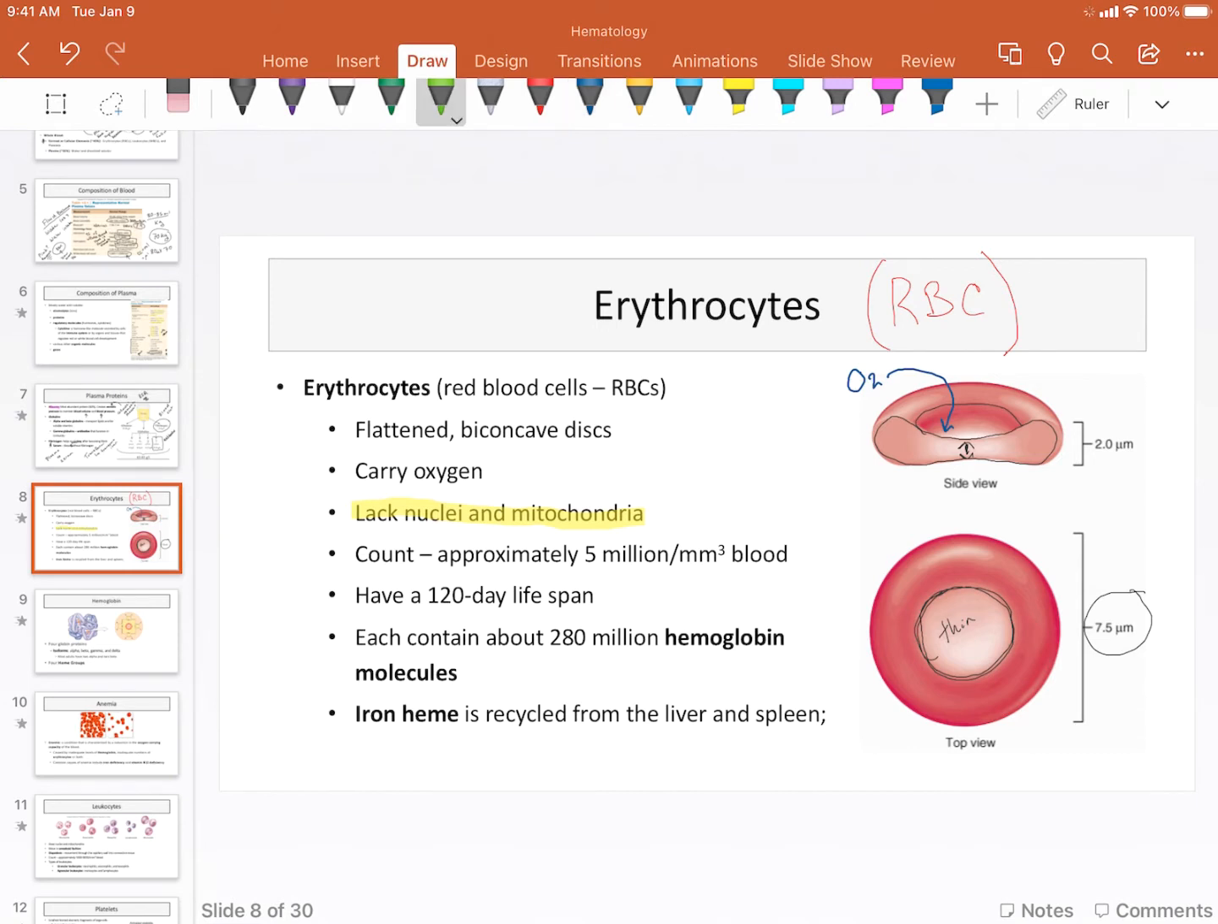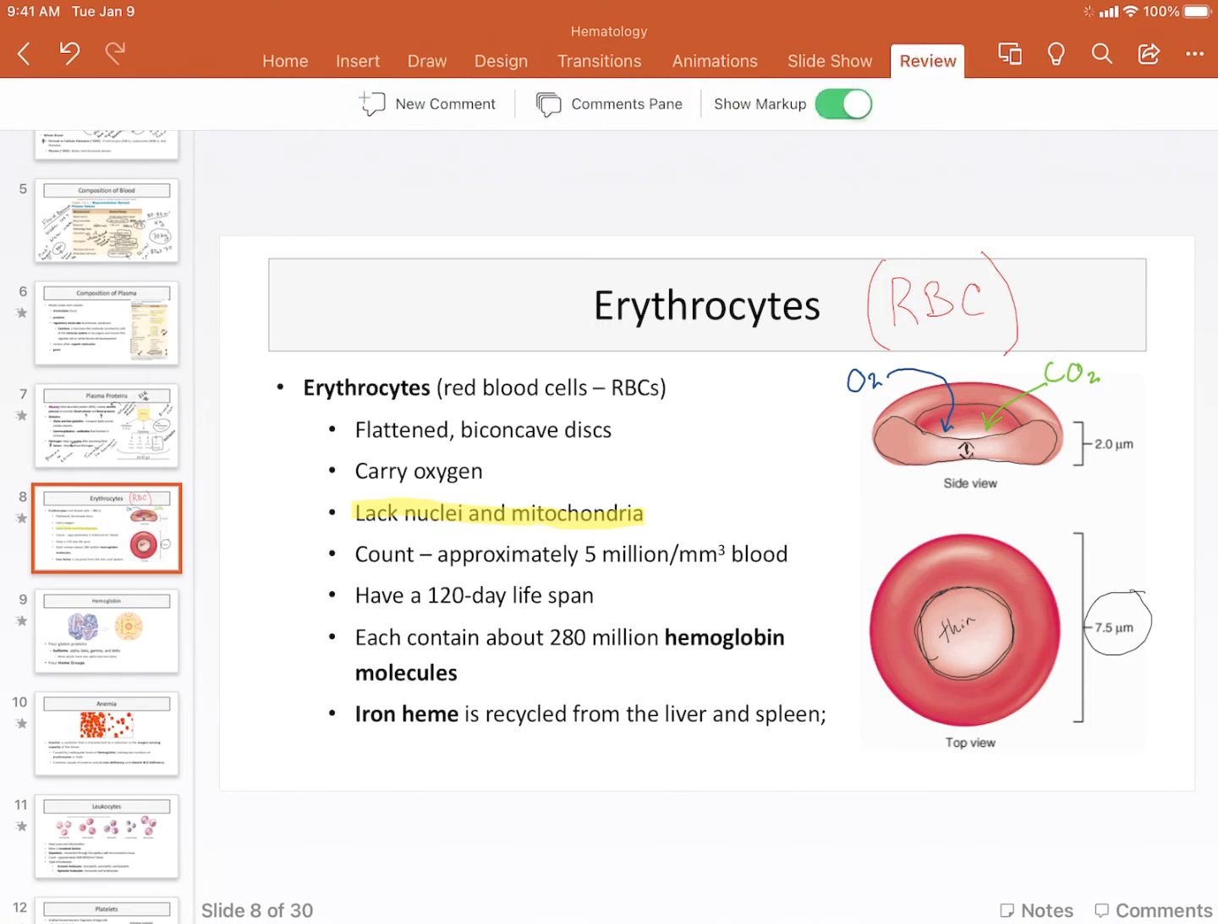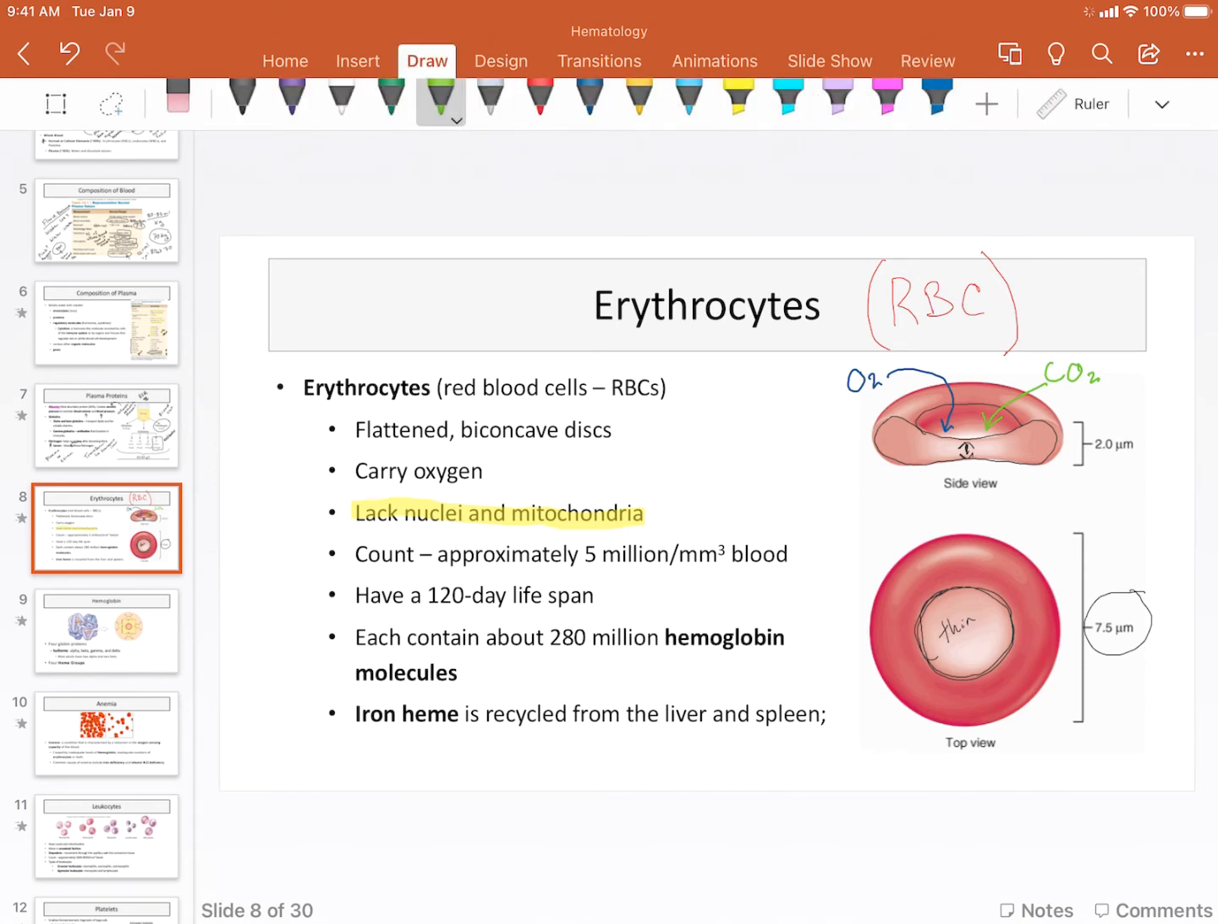Incidentally, carbon dioxide also will diffuse into the cell, and we'll have a chance to talk a little bit more about both of those gases and what they do once they encounter hemoglobin within the cell. The primary function of hemoglobin, of course, is to carry oxygen. A secondary function might be to, in fact, carry carbon dioxide.